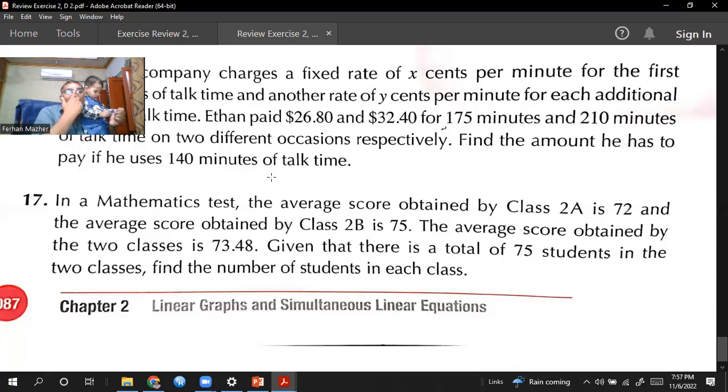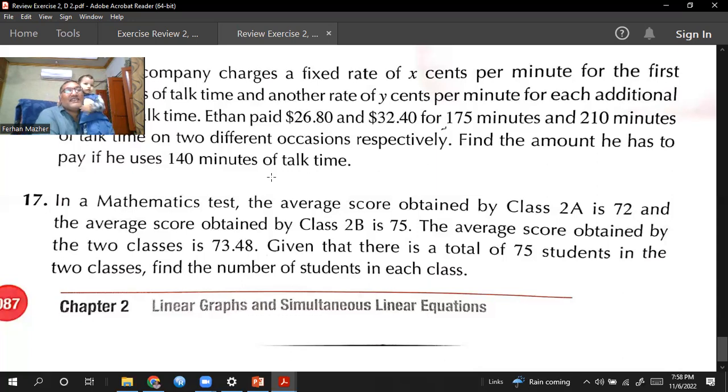In the same way, suppose there are Y students in the 2B class, and the average score is 75. So the sum of the scores will be 75 multiplied by Y. If you want to find the average of the whole of the two classes, both classes together, that will be the sum of the scores of the 2A class and the sum of the scores of the 2B class, divided by the total number of students. And that is also given to us: 73.48.